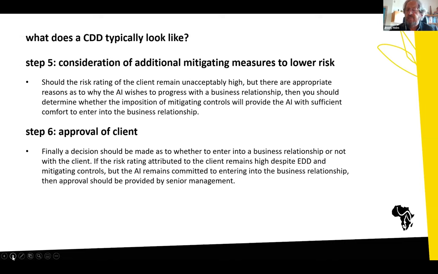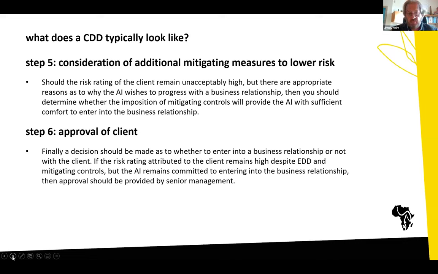Step five at this stage is looking at whether the client risk rating remains unacceptably high and whether any mitigating factors can be taken into consideration, or mitigating steps can be implemented, in order to lower that risk or to provide the institution with sufficient comfort to progress with the business relationship. Please note that there are instances where under the FICA Act, due to a lack of information, failure of information to be provided by the client, etc., there is a legal prohibition on entering into any business relationship with that client or a requirement to terminate any existing business relationship with that client. And you'll find the details of that in Section 21E of the Act.